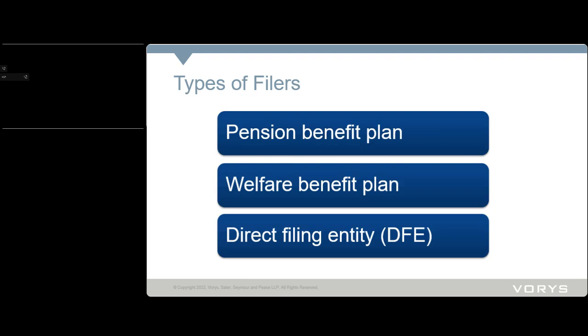There are 3 types of filers: pension benefit plans, which are defined benefit and defined contribution plans, welfare benefit plans, and direct filing entities, or DFEs as they're called. Generally today, we're not going to be talking about DFEs, but these are things that include master trust investment accounts, common collective trusts, pooled separate accounts, or some group insurance arrangements, which your plans may have.